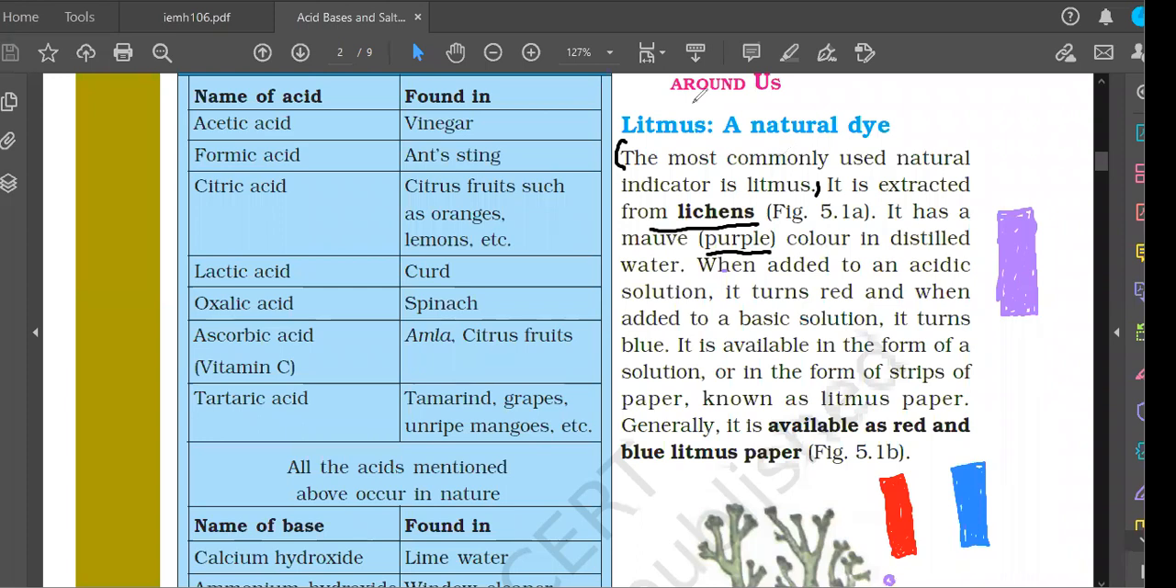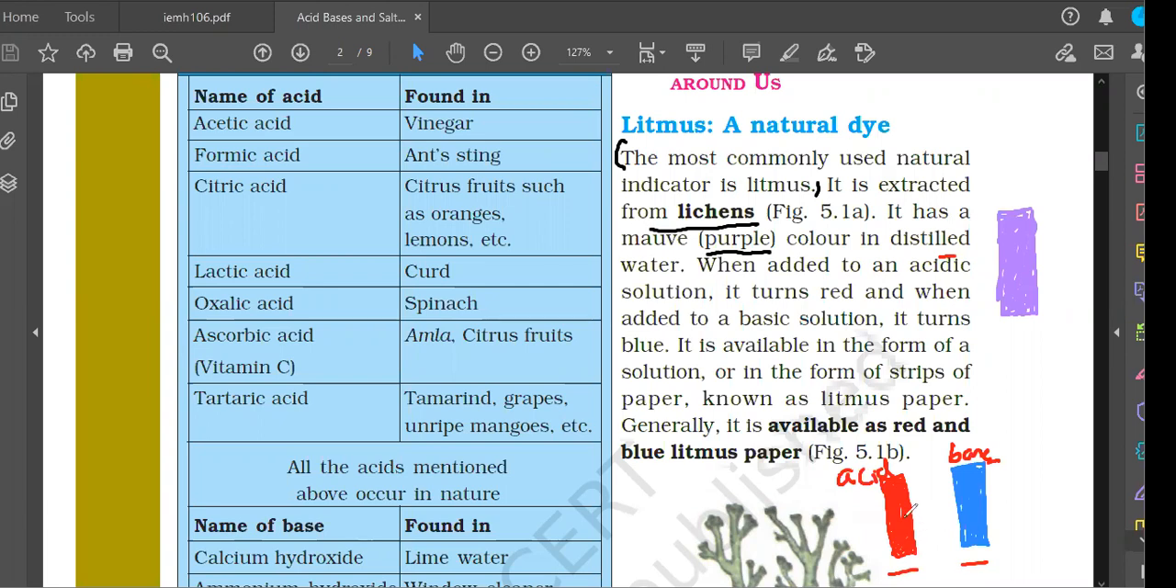Got it, everyone? And if this is dipped in base, it will turn to blue. So this you have to remember. This is the actual color of litmus when distilled in water. But we use these two colors of litmus paper, red and blue.